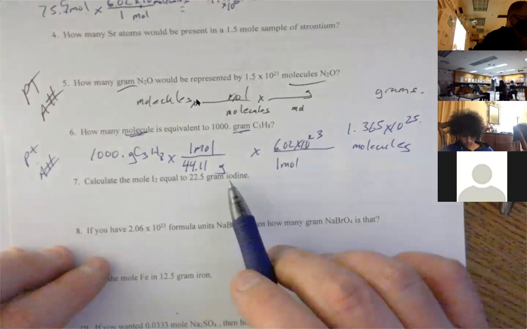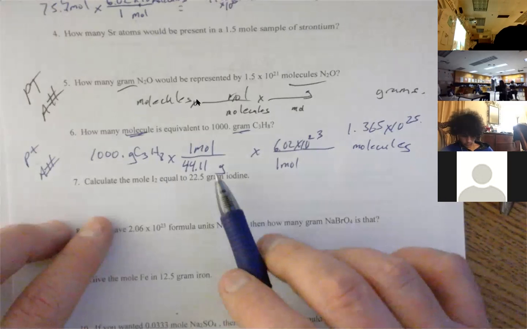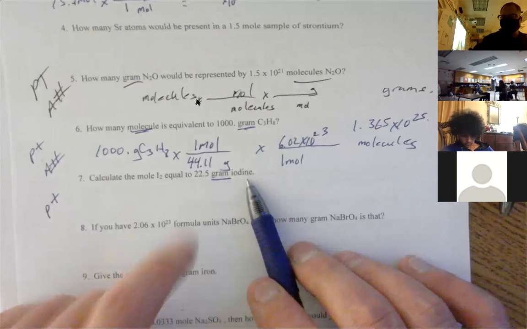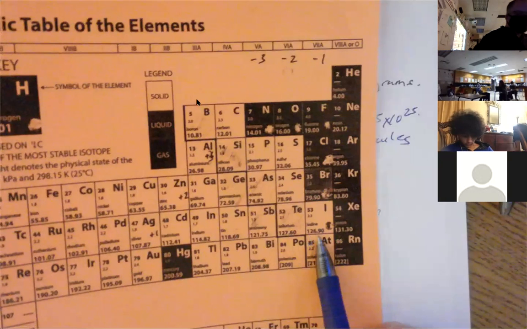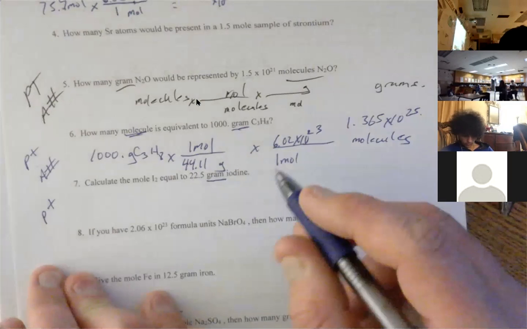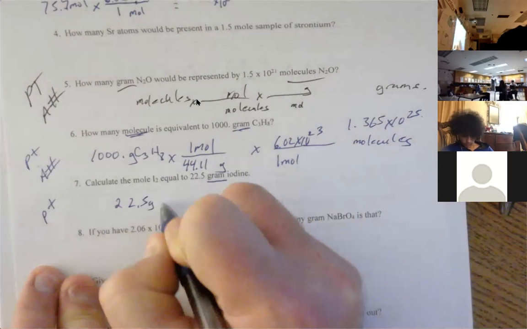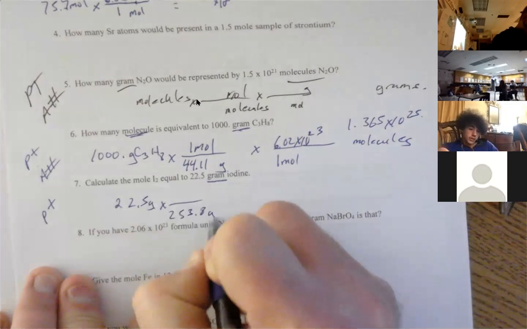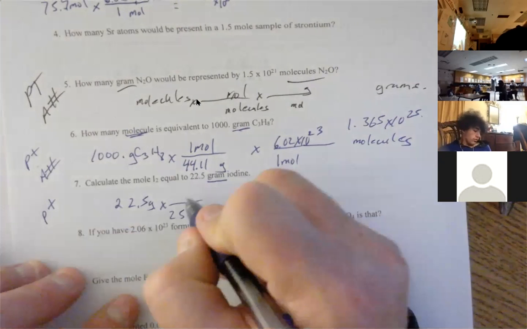Now, if instead of molecules or atoms or formula units, it says grams, that means we use the periodic table of elements. This is iodine. Iodine is diatomic. So I take 126.90 and multiply that by 2. 126.90 times 2 would be 253.8. Since that's how many grams it is, there are 253.8 grams from the periodic table in every 1 mole.